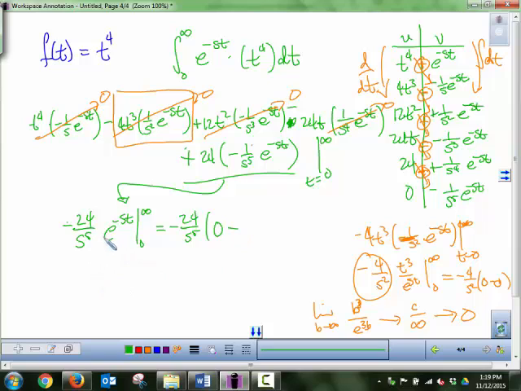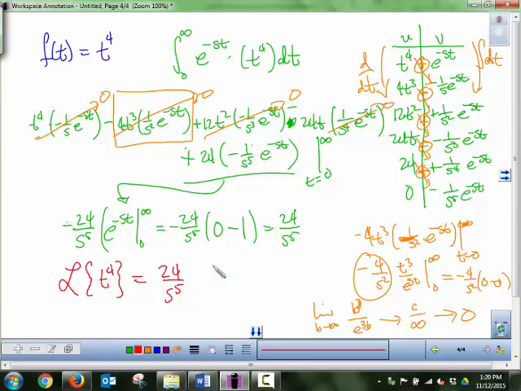And then if you put 0 in here, it's going to be e to the 0. And what's e to the 0? That's just 1, right? So it looks like the negative negative will cancel. I will have a 24 up in the numerator and an s to the 5th down in the denominator. And that is my transformation. So the Laplace transform of t to the 4th is equal to 24 over s to the 5th.